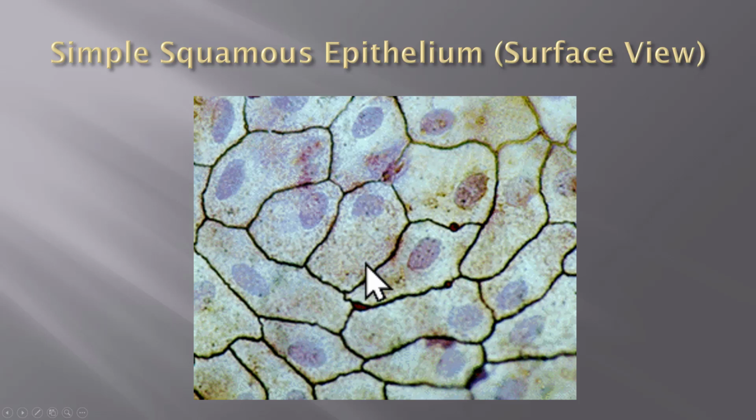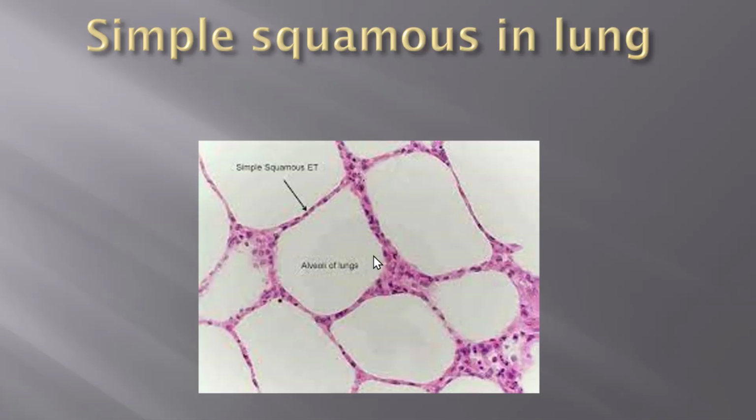So again, this is simple squamous epithelium. Looking down on it, we see our lovely little fried egg, if you will. And these cells are stuck together very tight. So we're looking at this simple squamous, and here we have an alveoli of the lung. This is where the gas exchange has to occur.